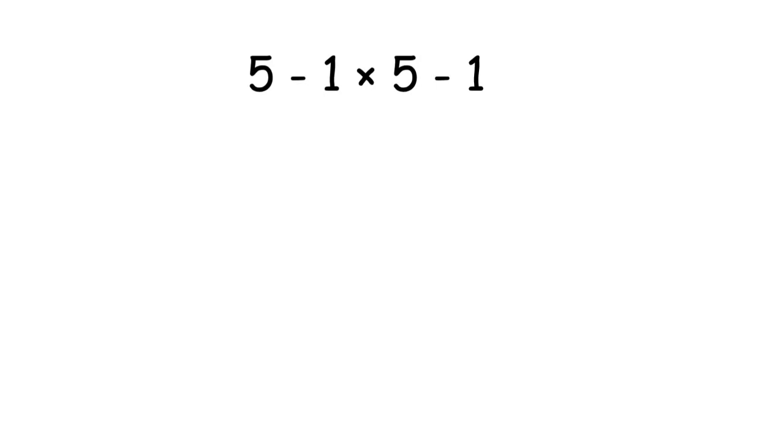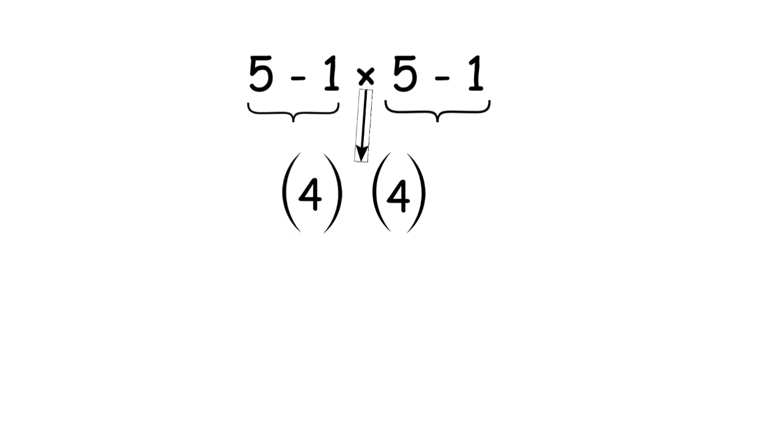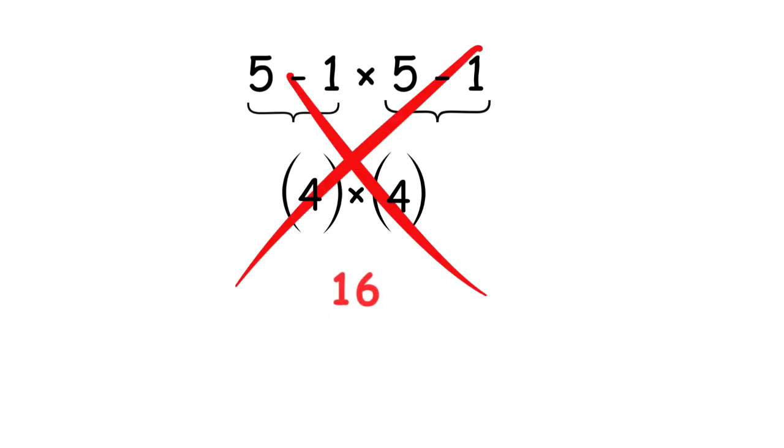5 minus 1 times 5 minus 1. Easy. Haha. 5 minus 1 gives us 4. And here again we have 5 minus 1, which equals 4. 4 times 4 equals 16. Yes! But no. Oh, no.